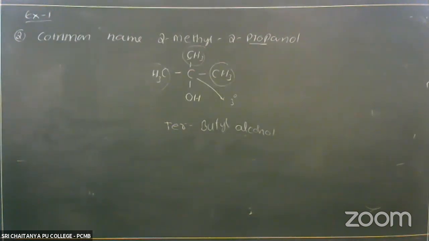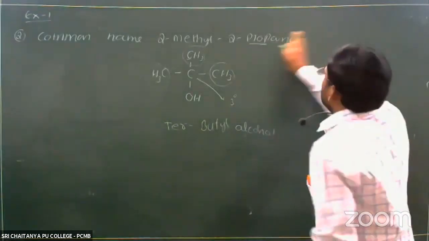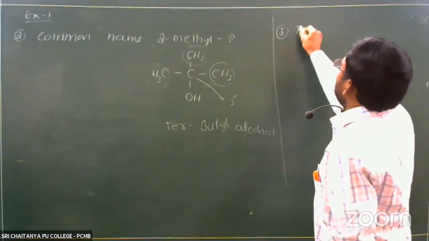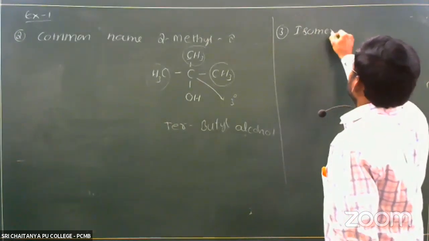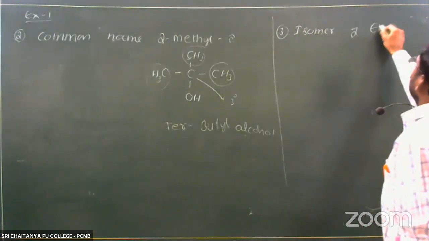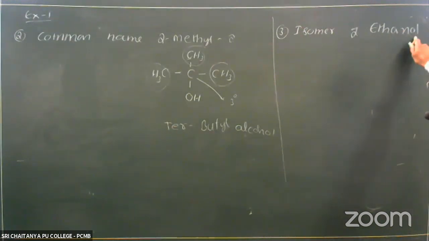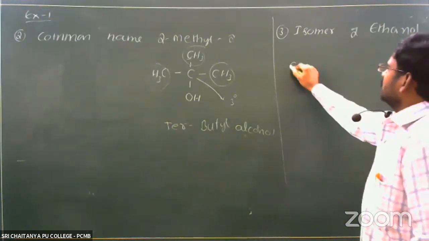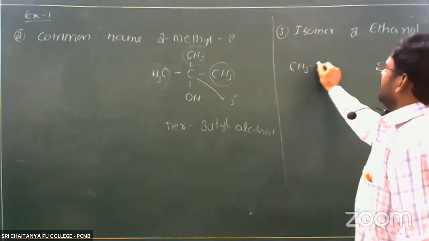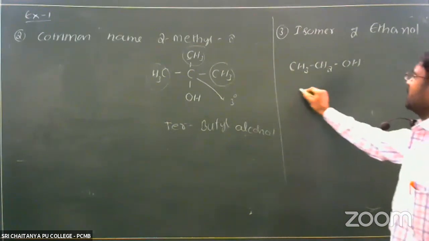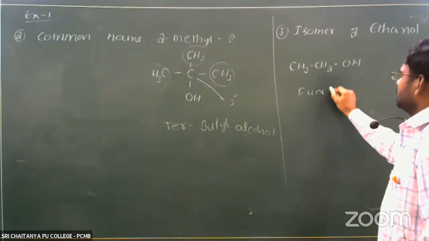Next, the third one: an isomer of ethanol. Ethanol means ethyl alcohol, with formula CH3CH2OH.